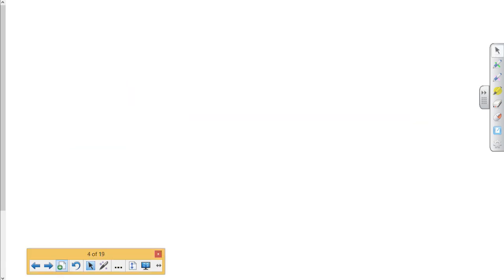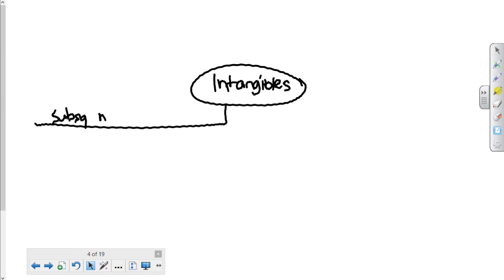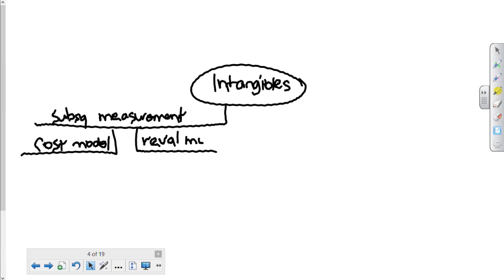Then, subsequent measurement. Subsequent measurement for intangibles is similar to PPE. We determine, there are two models allowed. Let's start there. We're allowed to use the cost model and we're allowed to use the reval model. However, very, very seldom we use the reval model. The reason that it's seldom used is because it is not possible to establish reliably the fair values of intangibles.